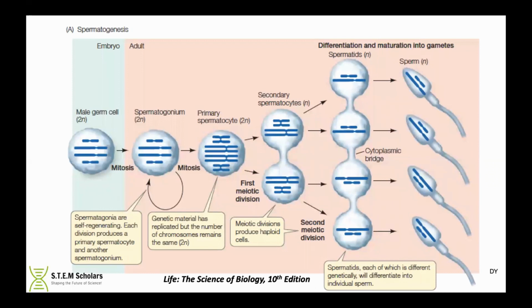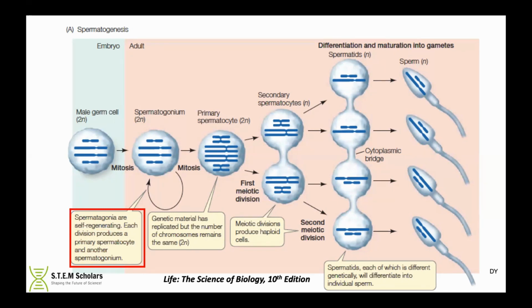So here is a very common diagram of how sperm is created. The key here is that, well, let's go through this step by step. In this particular section here, spermatogonium is generated from a male germ cell that is diploid. These spermatogonia are going to be self-regenerating, and with each division, you produce a primary spermatocyte and another spermatogonium.